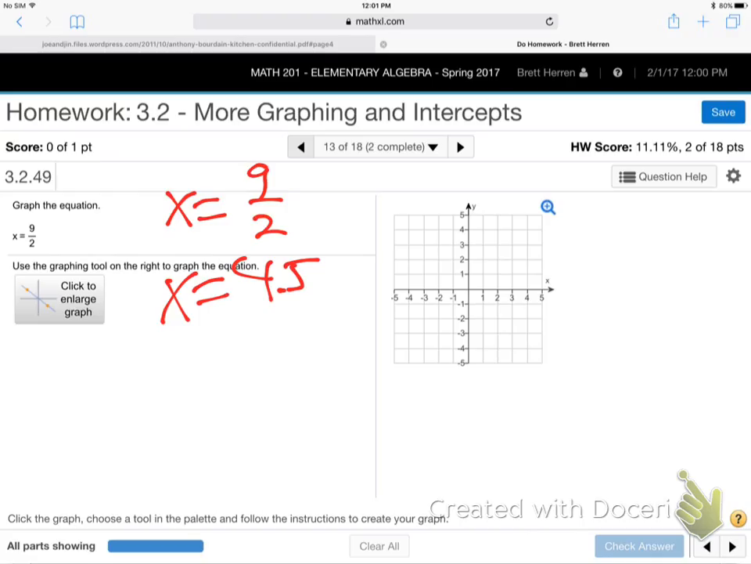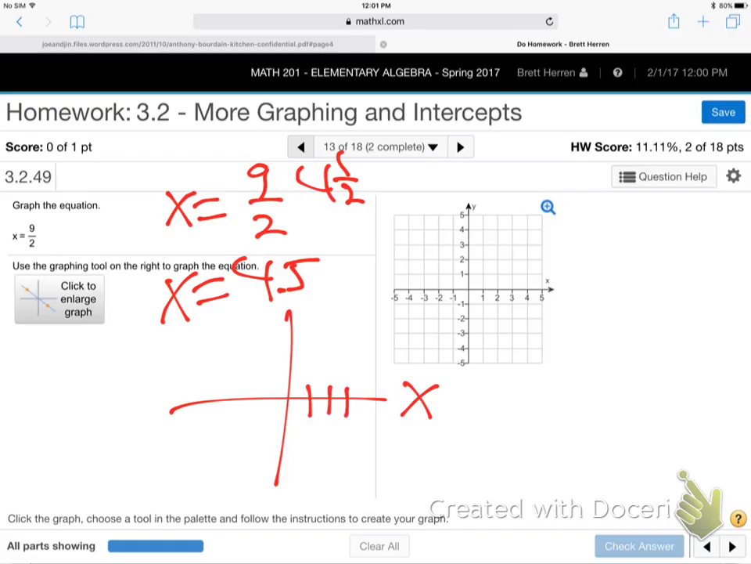When you only have one letter, it's going to be a straight line. It's not going to be a 9-2 thing. 9 halves is 4.5, so you go with 4.5. Exactly. It's going to hit the x-axis at 4.5.